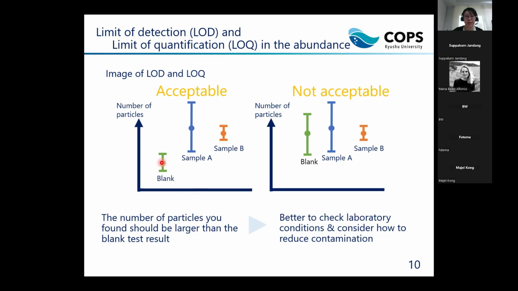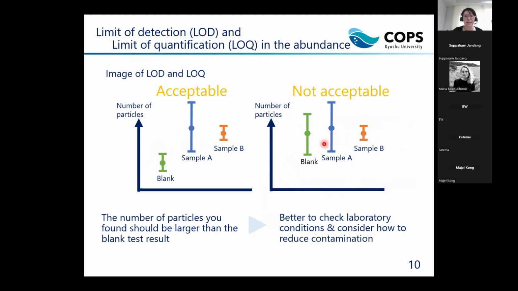On the left side, you can see 3 bars, and the blank is the green-colored one, and the number of particles we found in sample A and sample B is completely larger than the blank. In this case, you can say sample A has some particles. But in the case of the right side figure, the blank and sample A and sample B have similar values. In this case, you cannot say sample A has this number of particles, because perhaps this is contamination.